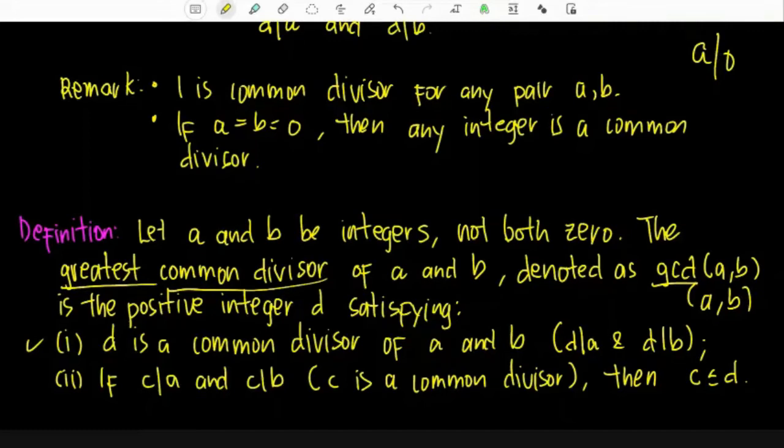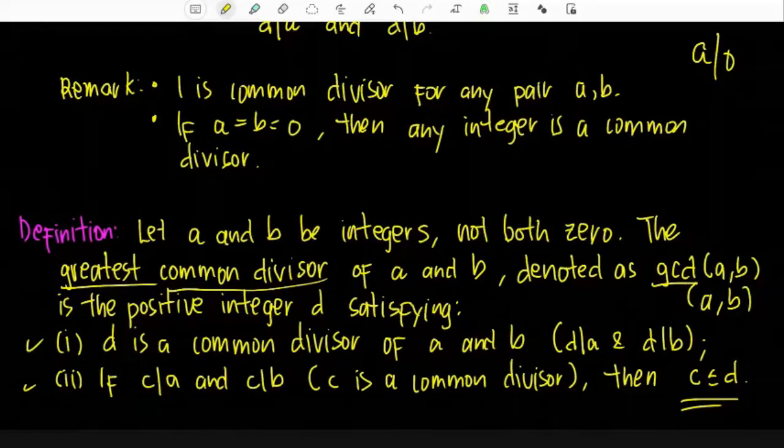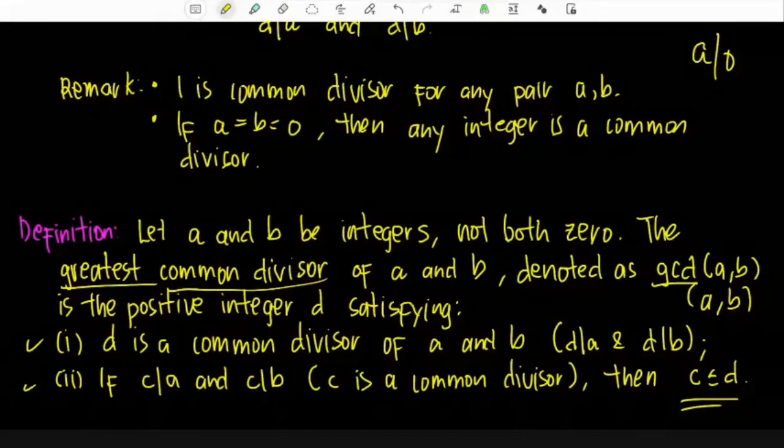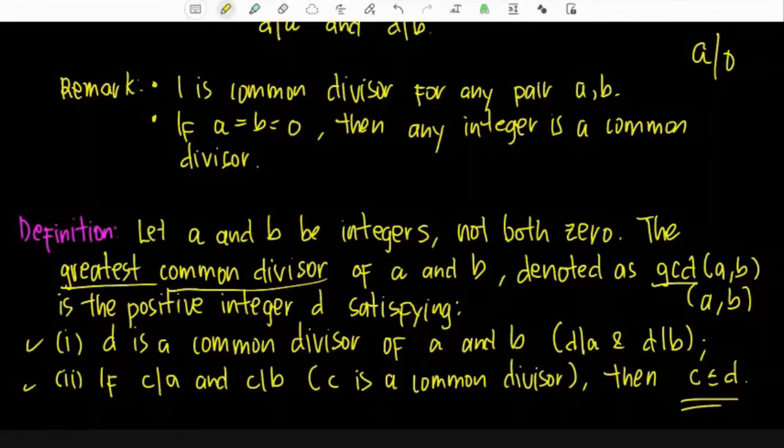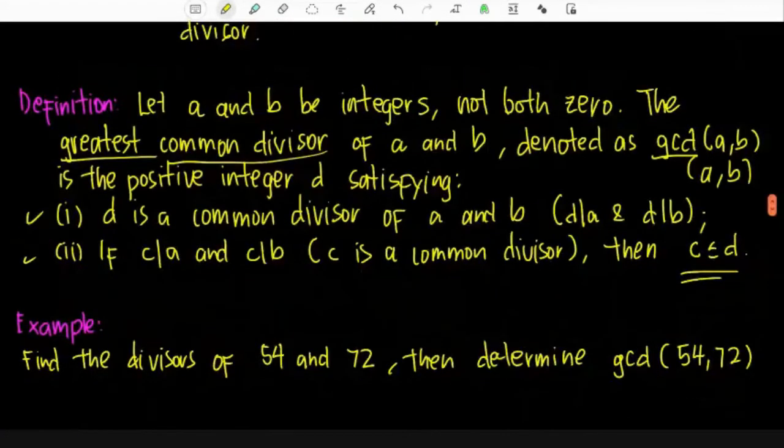So, number 2: if C is another common divisor, meaning C divides A and C divides B, then C must be smaller or equal to D. Para yung D yung pinakamalaki. Again, very intuitive naman yung ating definition. The greatest common divisor is the greatest of all the common divisors. Very easy to remember.